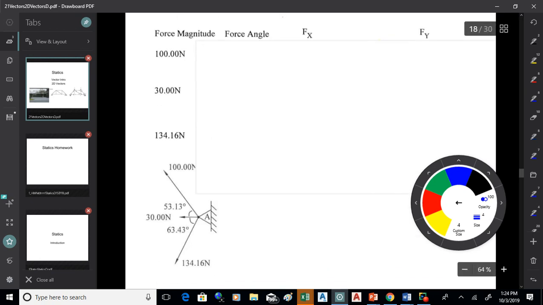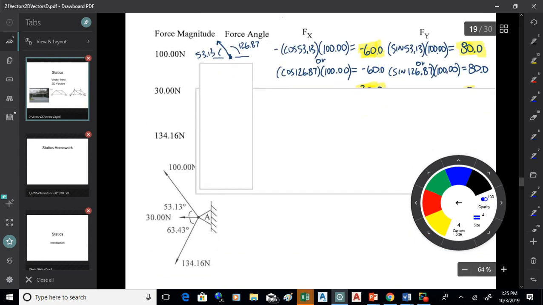So what am I going to do? I'm going to take that 100 Newton force, and I've got a 53.13 degree angle, and I'm going to use that to get the x and y components, okay? So I've got a column for the force magnitude, that's 100. Now I've got a next column for the angle.